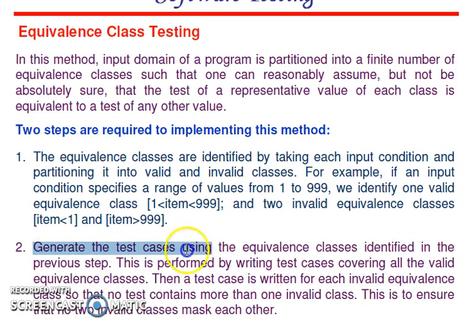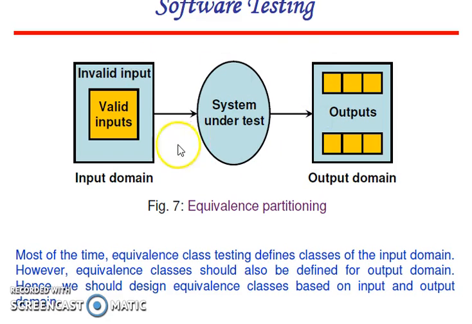Next is to generate the test cases using the equivalence classes identified in the previous step. This is performed by writing test cases covering all the valid equivalence classes. Then a test case is written for each invalid equivalence class. That means we are writing test cases for valid as well as invalid equivalence classes. For this diagram, we are showing the input domain, after that the system under test, and now the output domain. That means we have divided the problem into valid as well as invalid partitions.